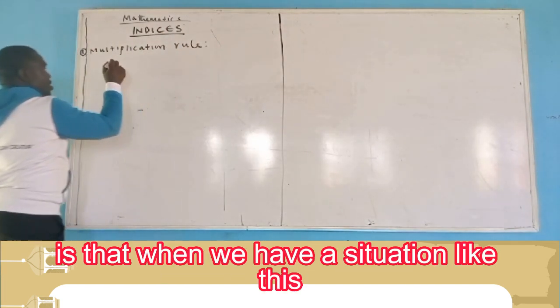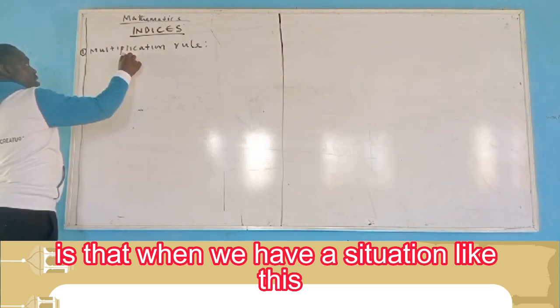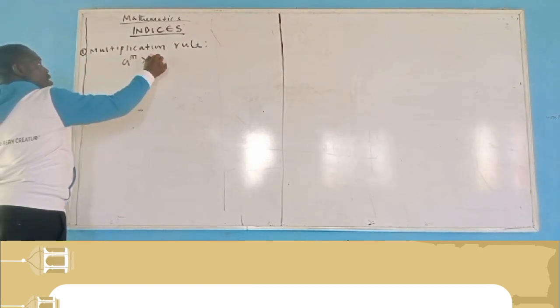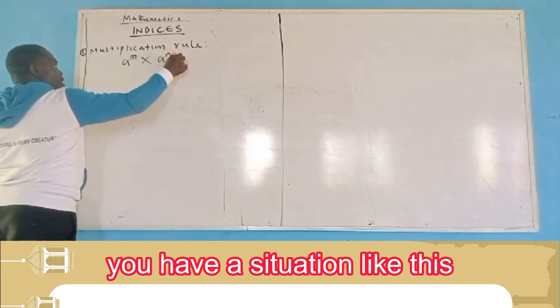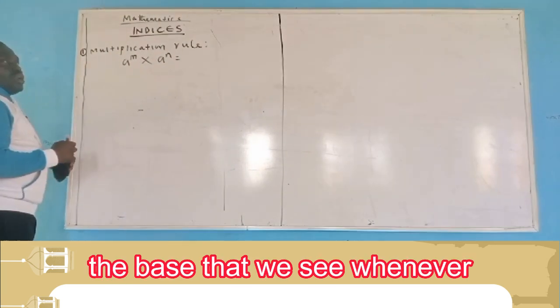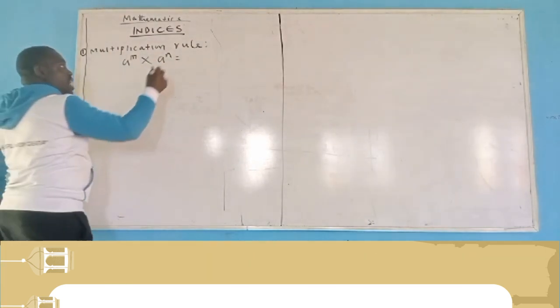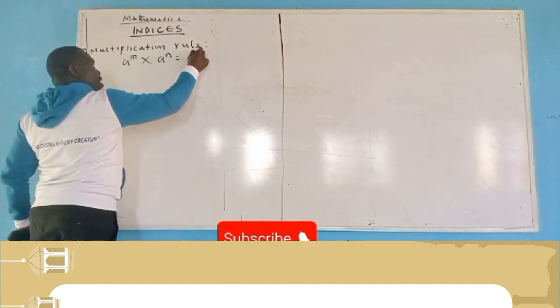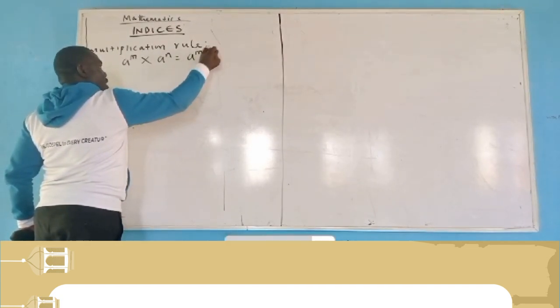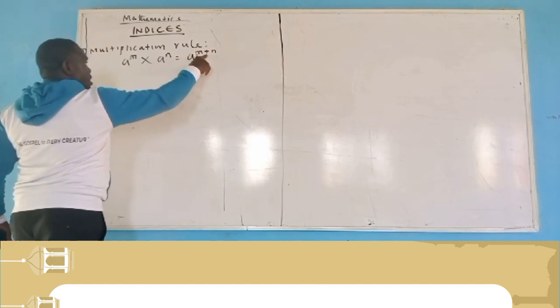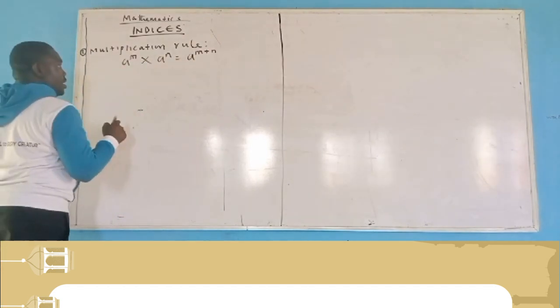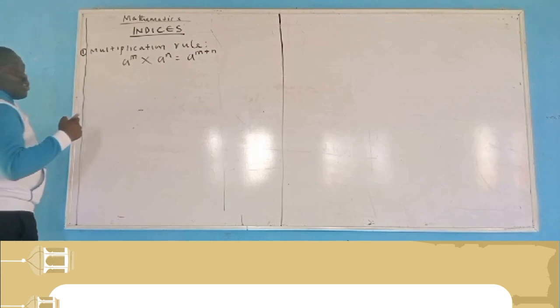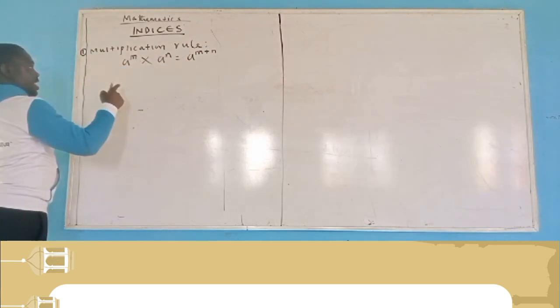Here, when we have a situation like this, the bases are the same. Whenever the bases are the same, you add the powers. Whenever the bases are the same, the power will be added. And so we call it the multiplication rule. Maybe you may want to call it the addition rule, since I'm adding them.